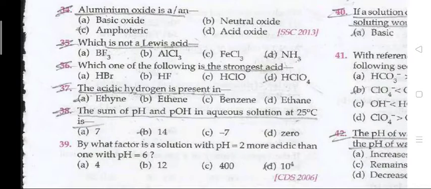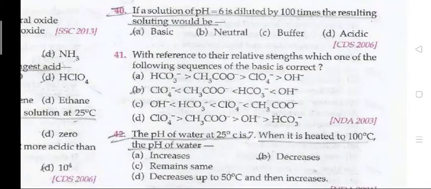Question number 38. The sum of pH and pOH in aqueous solution at 25 degrees Celsius is 14. By what factor is a solution with pH equal to 2 more acidic than one with pH equal to 6? That is 10 to the power 4. Question number 40. If a solution of pH equal to 6 is diluted by 100 times, the resulting solution would be acidic.